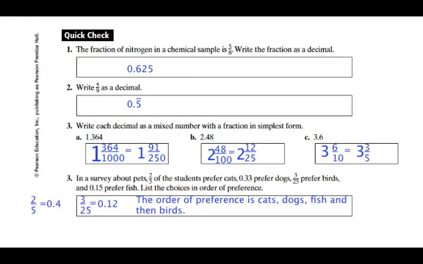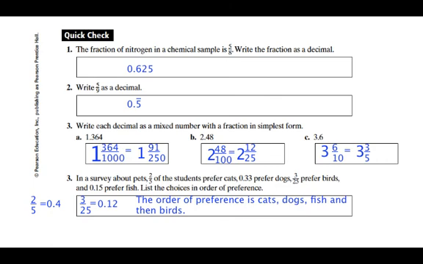For number 1, the fraction of nitrogen in a chemical sample is 5/8. Write that fraction as a decimal. That is 0.625. For number 2, write 5/9 as a decimal. That's going to be 0.5 repeated, so it would be 0.5 with a bar notation.